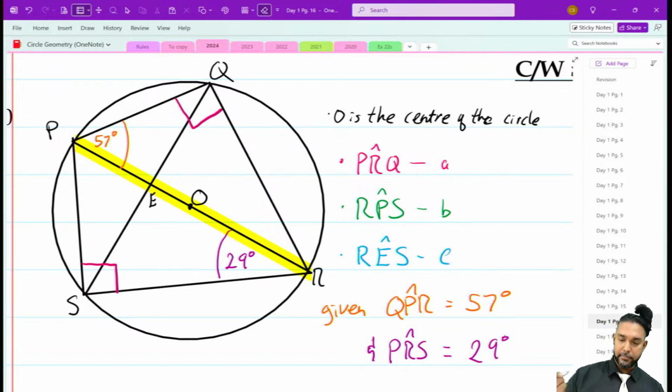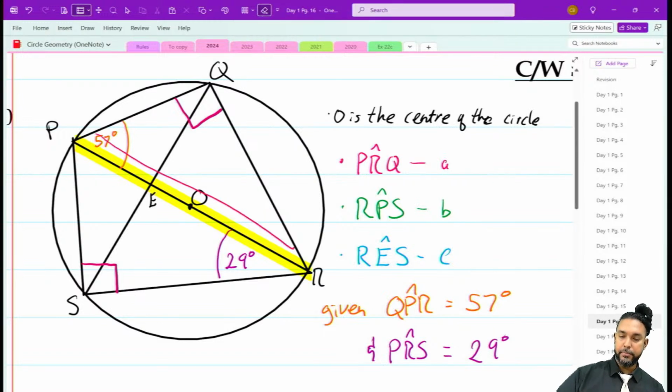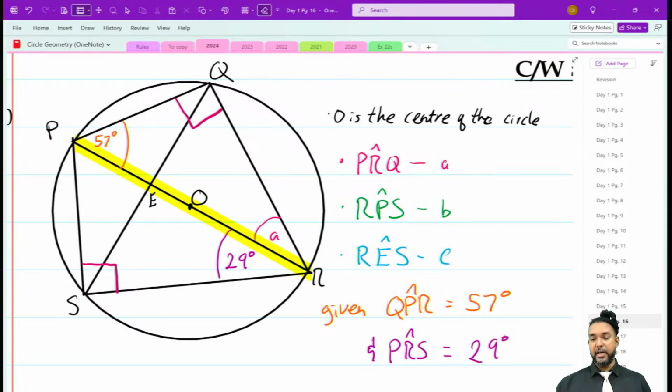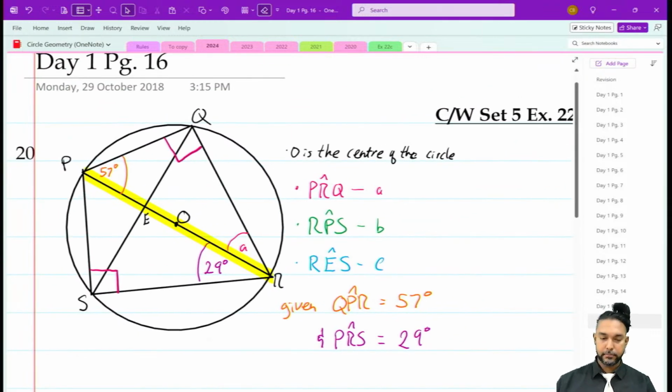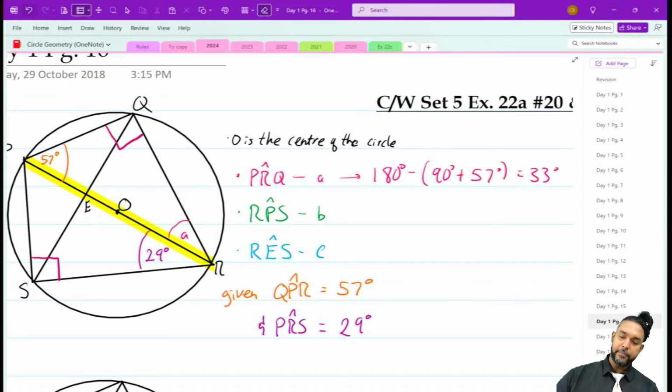And we need to find PRQ, which is this angle here. We can see it's one of three angles in a triangle. So we can say, well, that's simply 180 minus 90 plus 57. That's going to give us 33. Now we have some rules to cite.